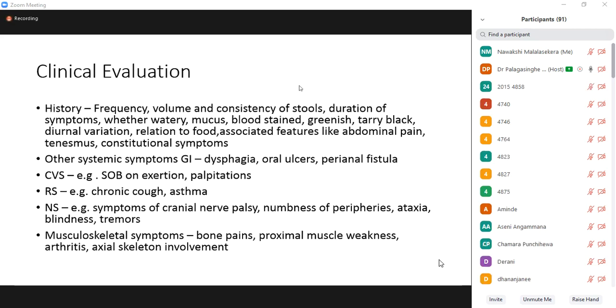If somebody is complaining of large joint arthritis related to the musculoskeletal system, large joint arthritis with some pain in the spine, and seems to be having ongoing diarrhea for months, what are the things you would suspect? Enteropathic arthritis. Good. Enteropathic arthritis due to the inflammatory diseases, either ulcerative colitis or Crohn's.